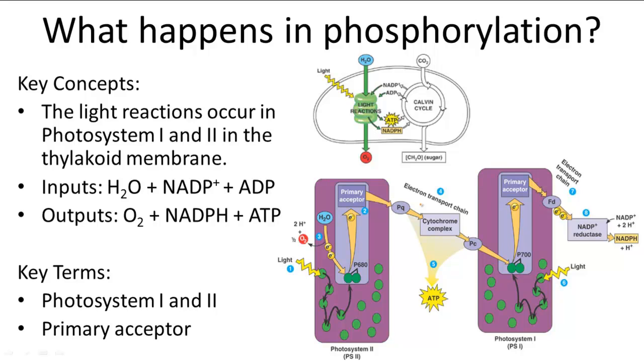Phosphorylation is the first phase of photosynthesis, and it's sometimes also called the light reactions or light-dependent reactions. These processes occur in photosystems 1 and 2, which are complexes found in the thylakoid membrane, as we talked about in the structure of a chloroplast.